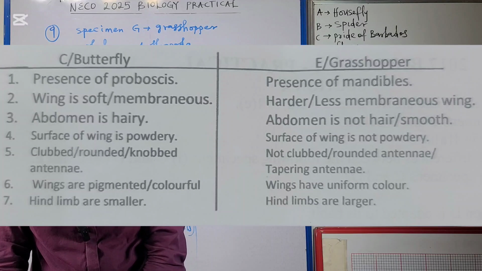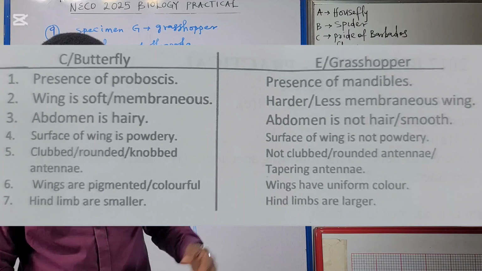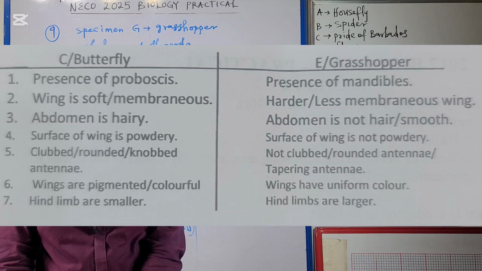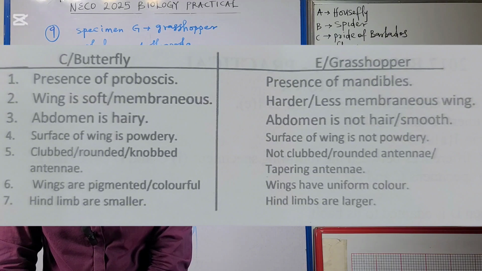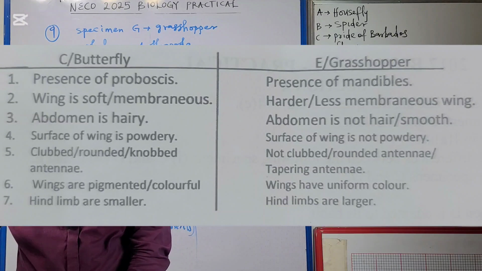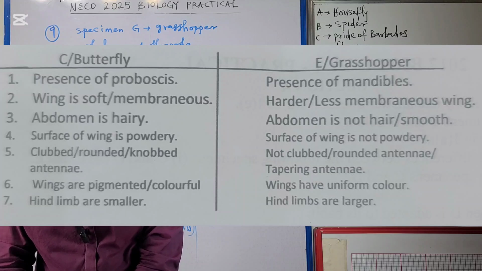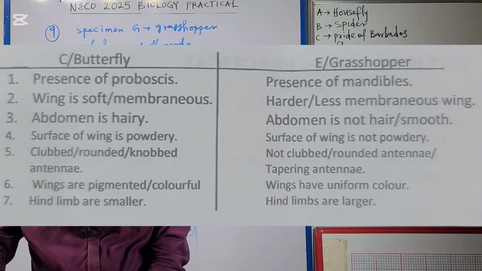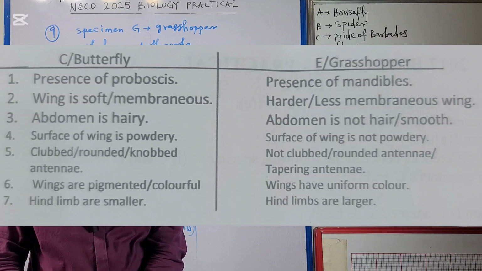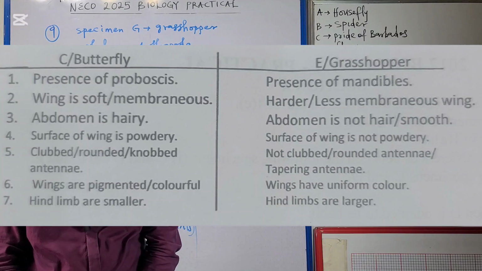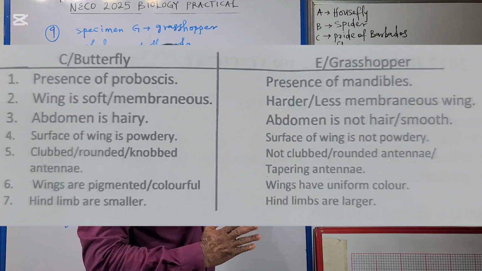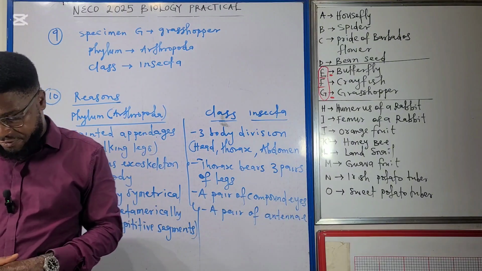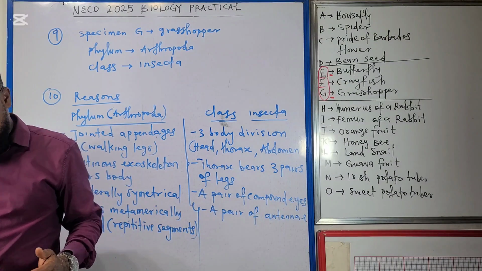Now the legs in the butterfly are short and less muscular, but for the grasshopper, that's specimen G, the limbs are a lot longer or elongated and more muscular. The abdomen of the butterfly is hairy, but the abdomen of the grasshopper is not hairy, just to mention a few. Those are the differences between specimen E and specimen G. That answers question 11. Let's move to question 12.